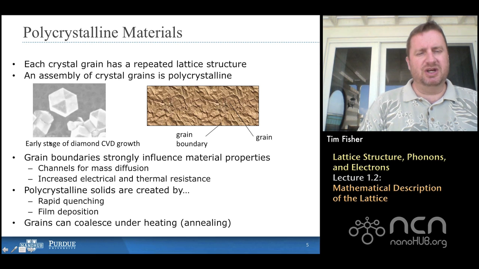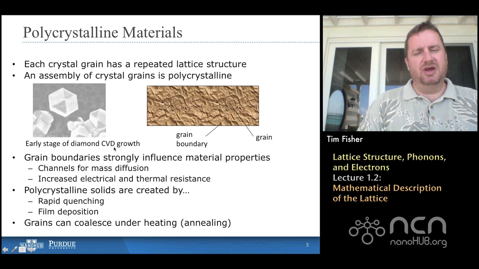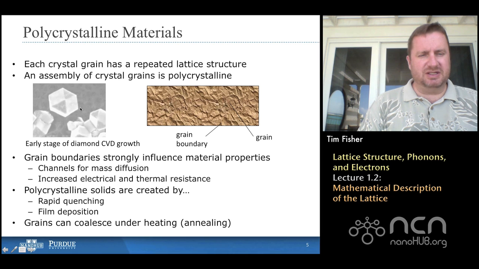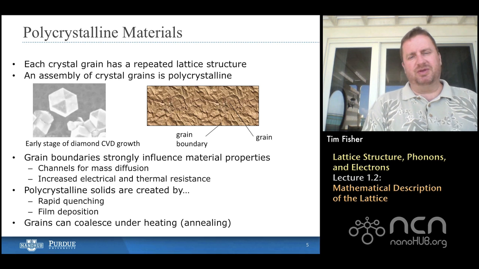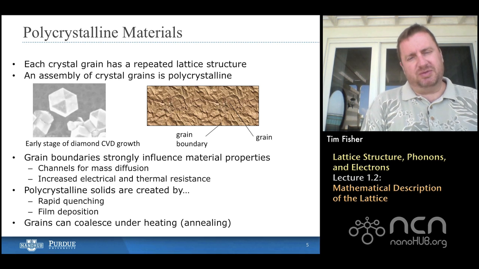This is the early stage of diamond growth, but this is synthetic diamond growth by a process called chemical vapor deposition. And you can kind of see these different grains, and you see the facets showing very clearly in that triangular form. That means that they have a specific lattice orientation, and then they cluster together to form a polycrystalline material. And those grains are important for many reasons. They influence mechanical strength, for example. They influence, for our purposes, transport properties, and especially thermal transport properties, very heavily.